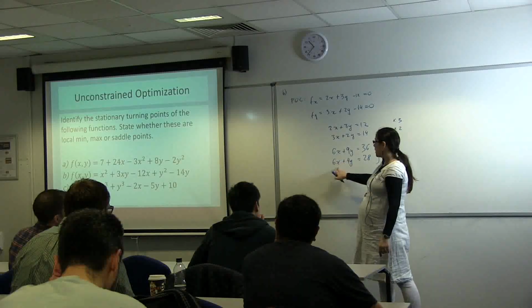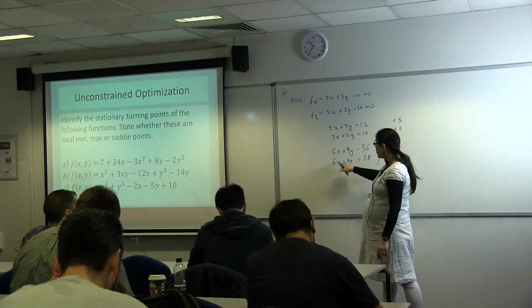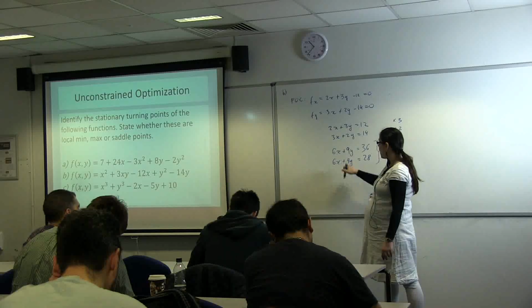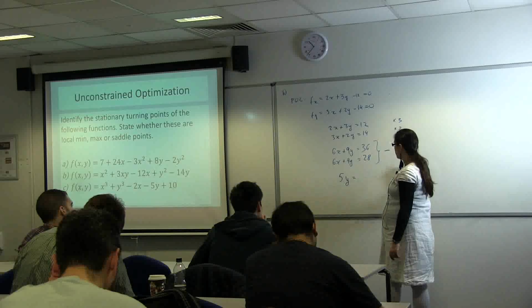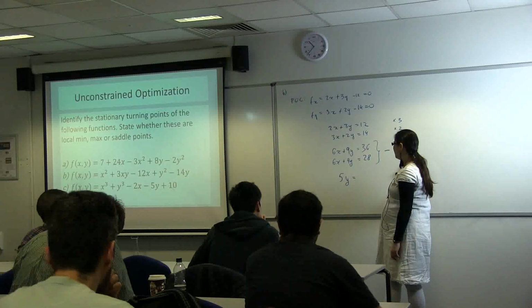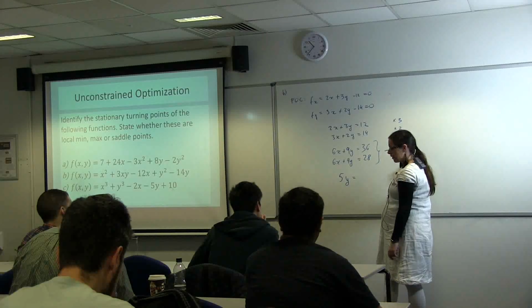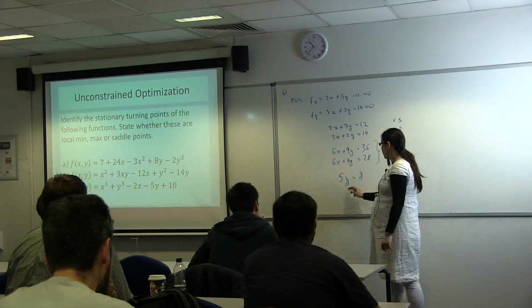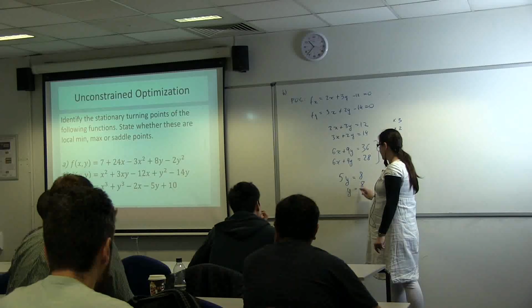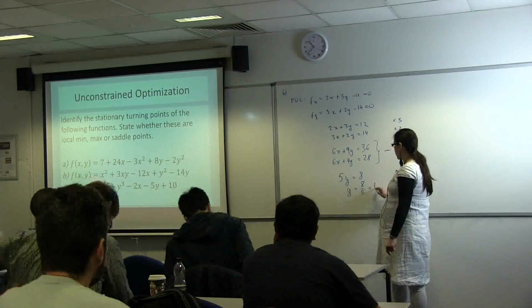So 6x minus 6x is 0, that was the whole point of the elimination. 9y minus 4y gives me 5y. And 36 minus 28, what does it give me? 18? 8. Oh yeah, 8, of course. So then y is equal to 8 over 5, which is 1.6.